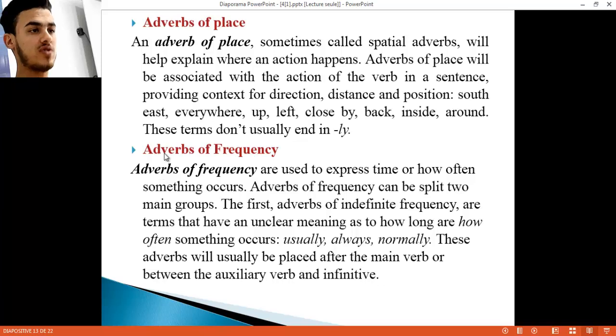south. We also have adverbs of frequency. Adverbs of frequency are used to express time or how often something occurs. Adverbs of frequency can be split into two main groups. The first group is adverbs of indefinite frequency, terms that have an unclear meaning as to how long or how often something occurs. We have usually, always, normally, and those adverbs express the frequency. Those adverbs will usually be placed after the main verb or between the auxiliary verb and the infinitive one.